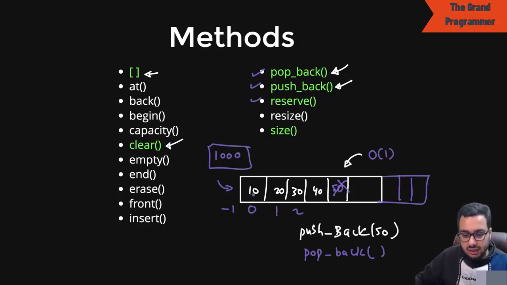And there is a method called clear that is going to remove all the elements. It is going to make the size of the vector 0. The capacity may not change. So let us look at a demo of how we work with a vector.